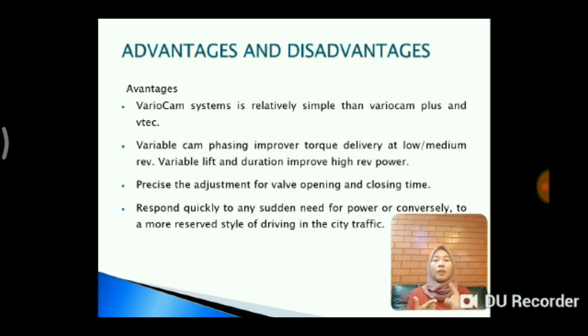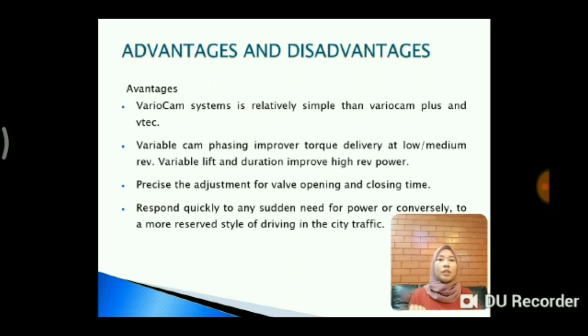The first advantage is that the Variocam system is relatively simple compared to Variocam Plus and VTEC. We can see previously that Variocam Plus includes the mechanism of how the valve opens and closes. But with Variocam, we only need to know the mechanism to tension, change and loosen it.